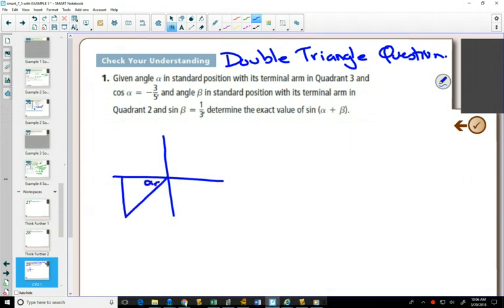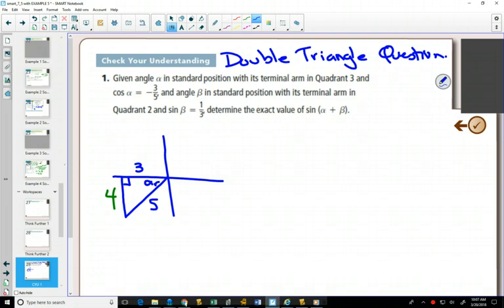I can draw a triangle with a reference angle for alpha. And since cos is adjacent over hypotenuse, I would know that that part of the triangle is 3/5. A squared plus b squared equals c squared, and you could find out that the other side was 4. So we can draw a triangle for alpha.